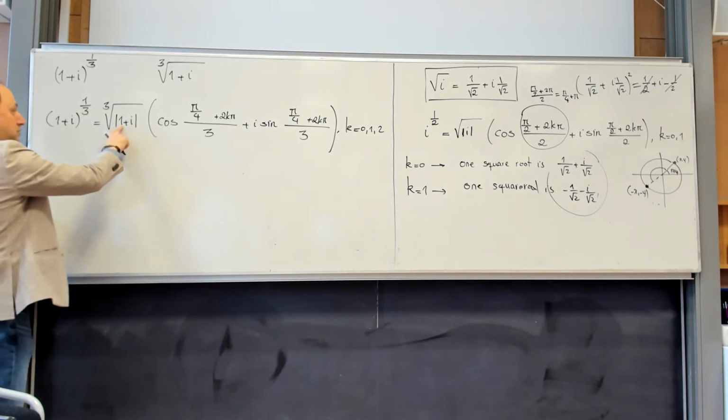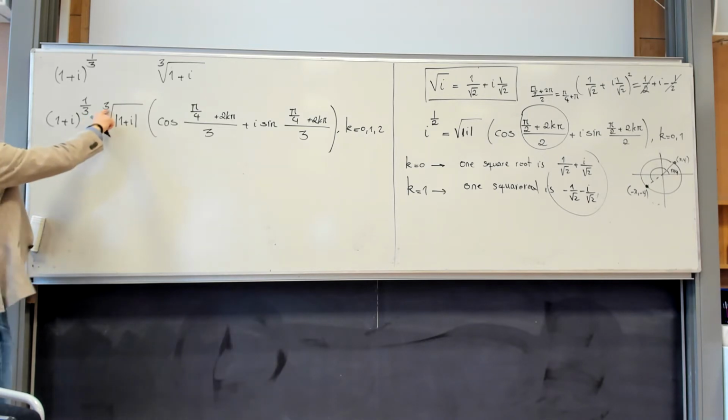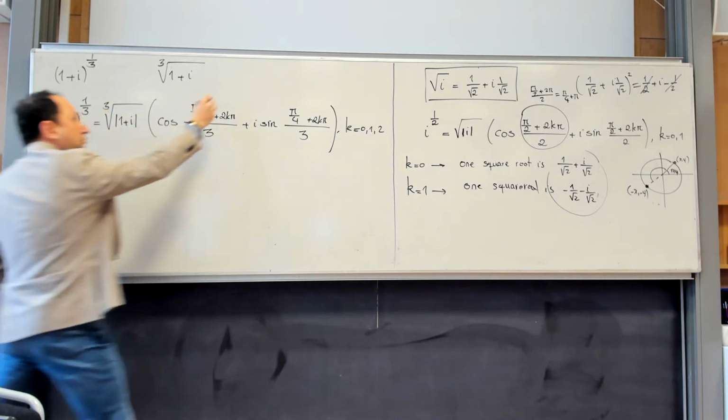So what is the absolute value of this number? What is the absolute value of 1 plus i? The square root of 2, yes? And then I have a third root of the square root of 2. What would be that one?